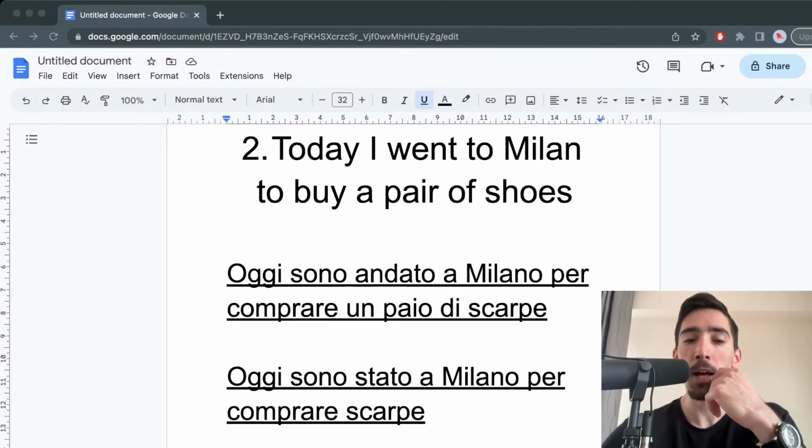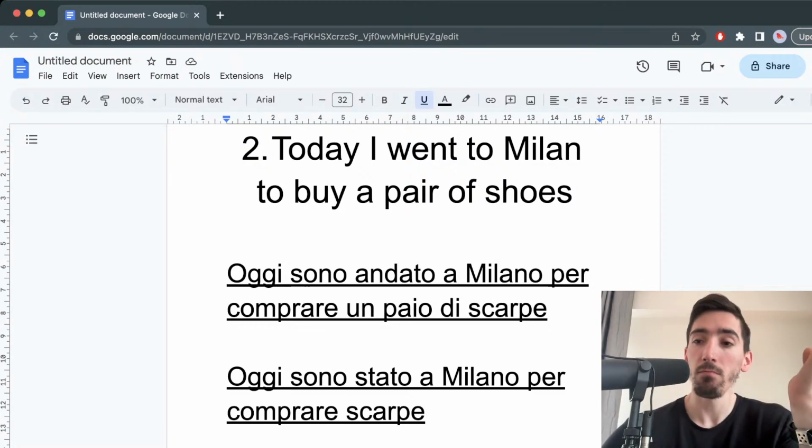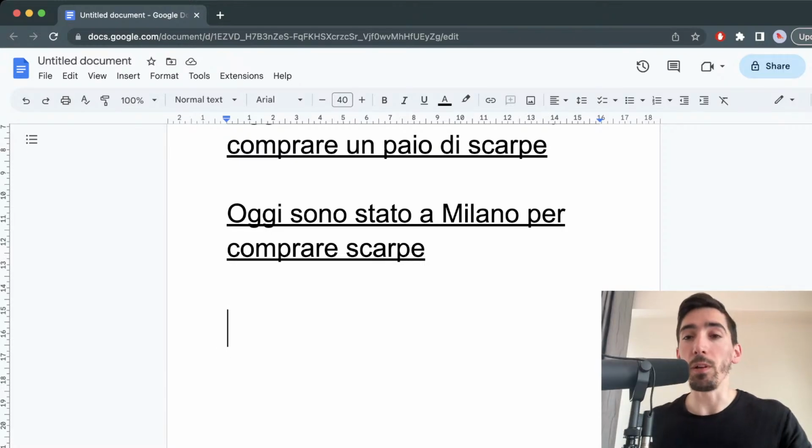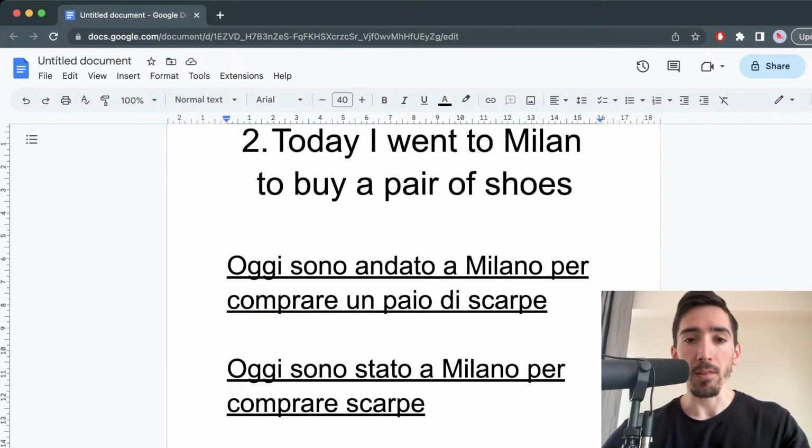Per comprare scarpe, per comprare vestiti, without being very specific. Remember that vestito is masculine. So if you go to Milan to buy clothes, you have to use the correct ending. So it would be vestito for one, vestiti for many. And yeah, that's all there is to say about it.